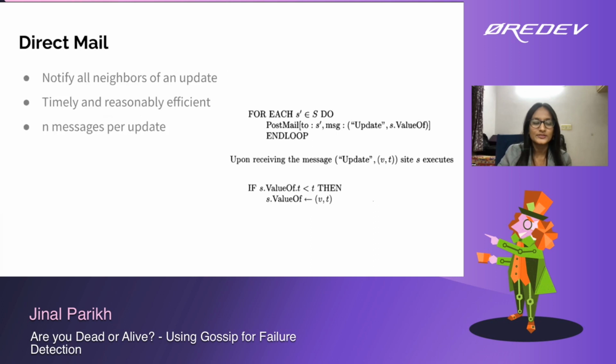Direct mail is really simple. As soon as a node gets an update request, it immediately mails it to every other node available in the cluster. It's really simple, it's timely, and it seems reasonably efficient for a smaller number of nodes. As I've written here in the formula, capital S is the set of all servers that you have. For each server, just post the mail and update values, and whichever server receives the update changes its value if it needs to. Per update, you're going to have n messages, assuming n is the size of the entire cluster. So as we see, that's going to be a lot of traffic here.